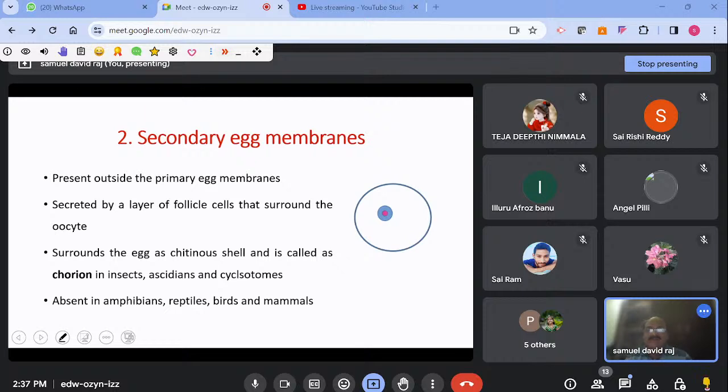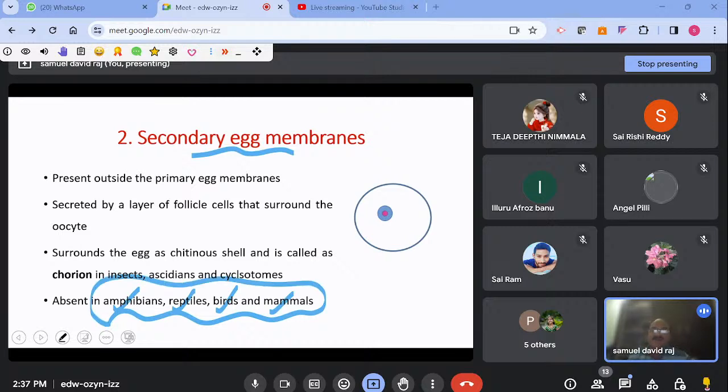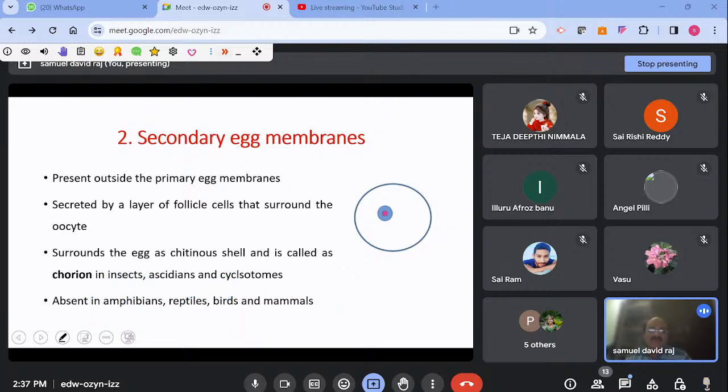And these secondary egg membranes are not found in amphibians, reptiles, birds, and mammals. Because this is an exception, a question on this may be asked: which of the following animals do not have a secondary egg membrane? You can remember it like this: all tetrapods. So in tetrapods, starting from amphibia to mammals, the secondary egg membrane is said to be absent.